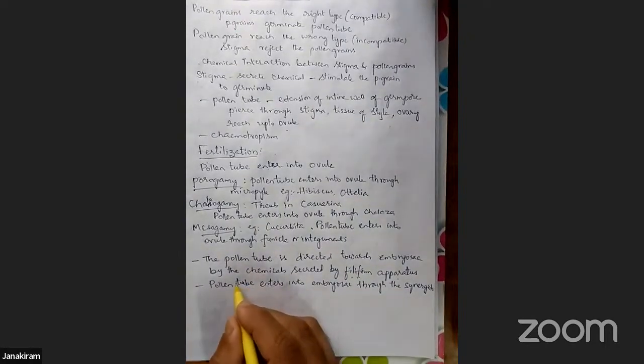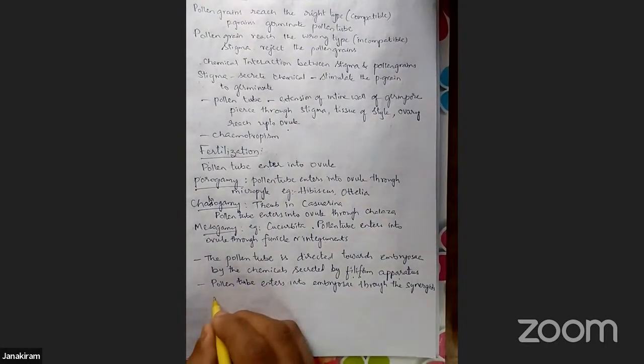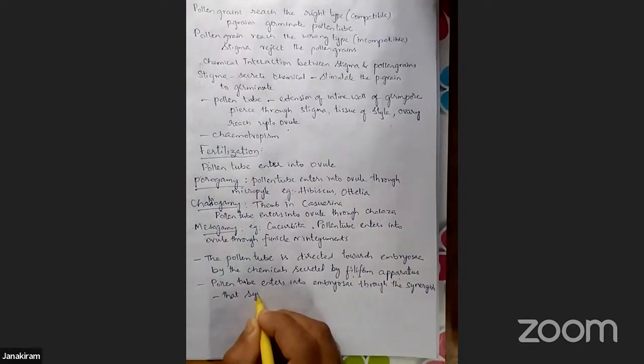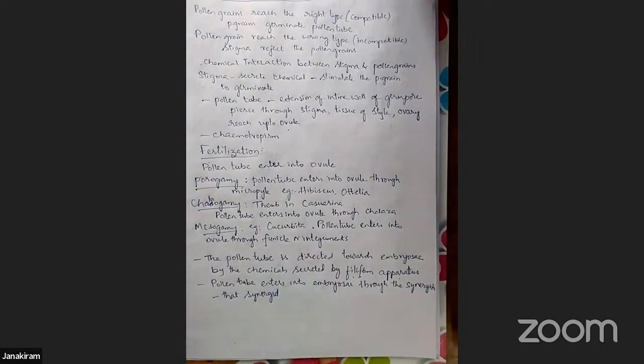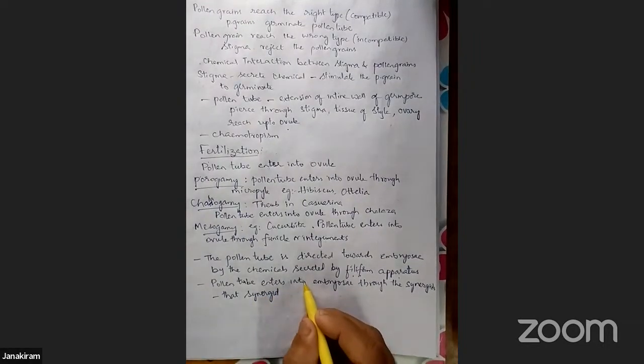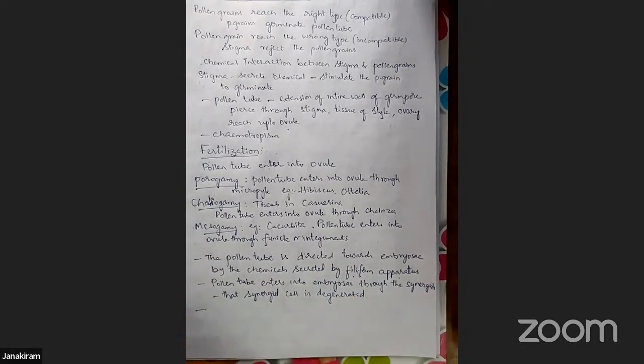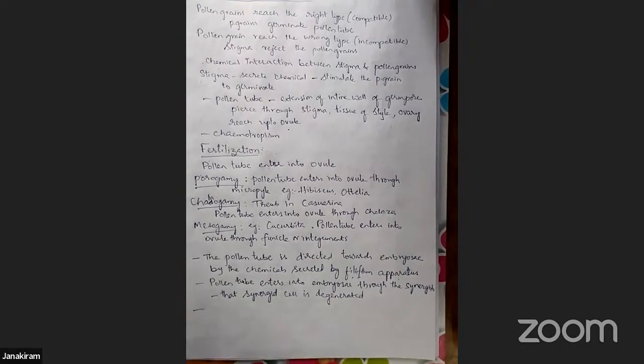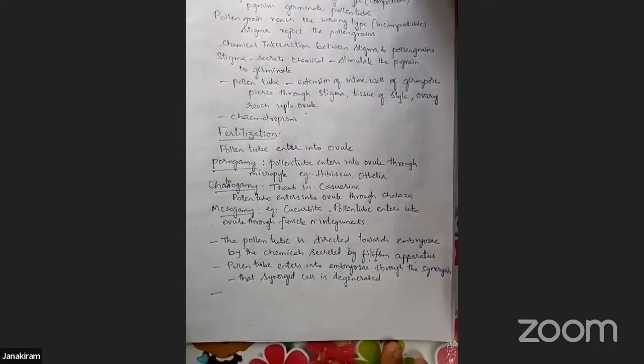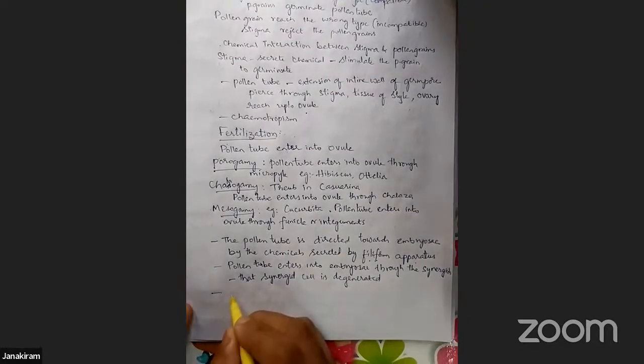So if the pollen tube enters into the embryo sac through one of the synergids, that synergid will degenerate. That synergid cell, through which the pollen tube is entering into the embryo sac, is degenerated. And once the pollen tube enters into the embryo sac, the pollen tube now contains a total of 3 cells.